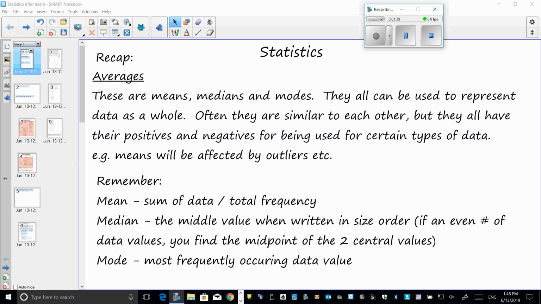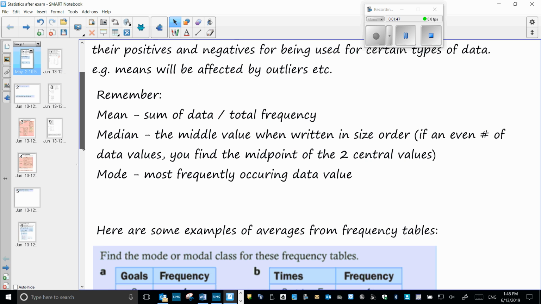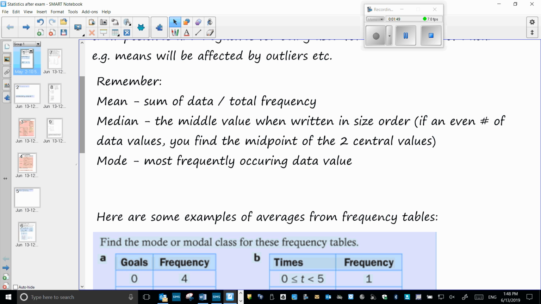So there is a sheet on here that has a summary of all the pros and cons of all three of the averages. Do you remember what they are? The mean: we add the data up, so we find the sum of the data, and divide that by the total frequency. Do you understand what I mean by frequency? How many values there are.